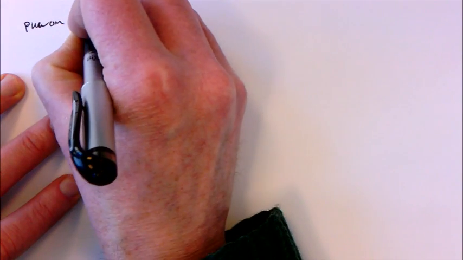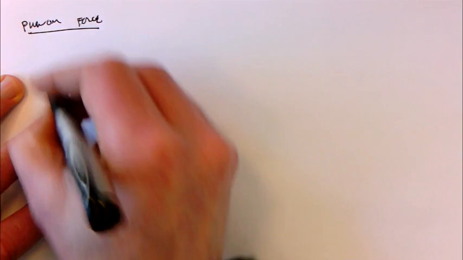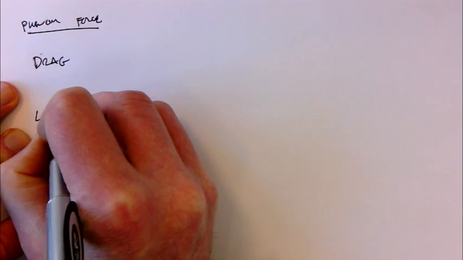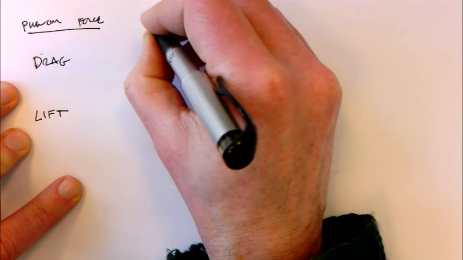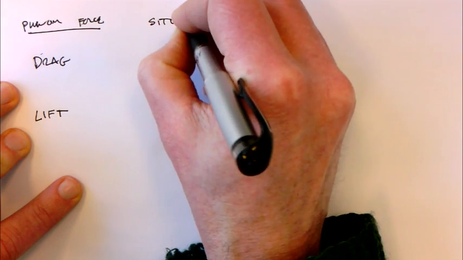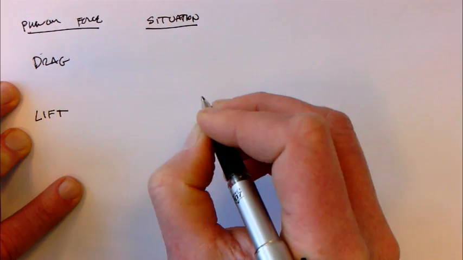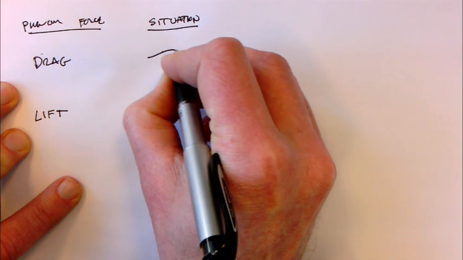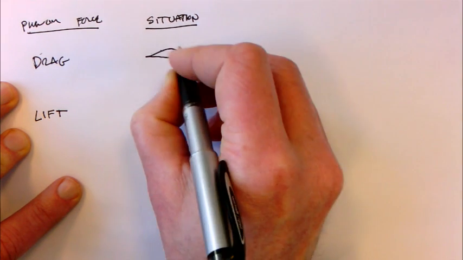Okay, so we talked about friction as phenomenological forces. Continuing with the phenomenological forces, let's think about drag and lift. Now, the situation for both drag and lift are cases where you have some object. So let's draw, just for the sake of argument, an airfoil.